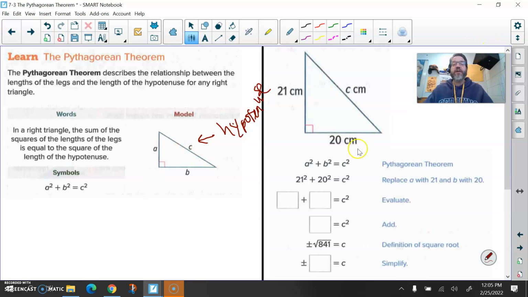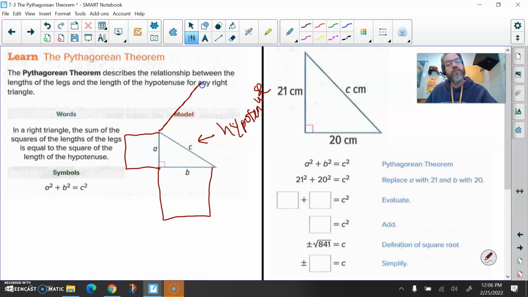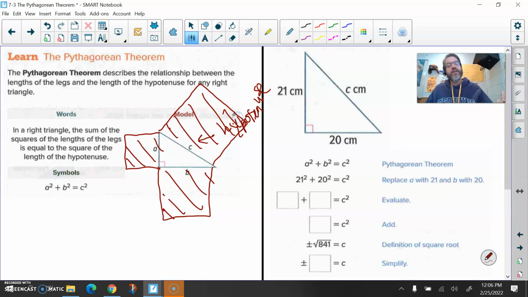Okay? In effect, you're literally finding the area of a square that has this side length here, and the area of a square that has this side length here, side length B. And then you're finding the area of the square that would be built off of that hypotenuse. And the area of this square here added to the area of this square here would equal the area of this square here. Okay, and again, we could prove that, but we're not going to take the time to do that. Let's look at this first example here.